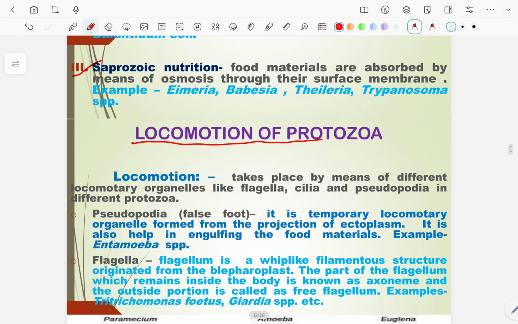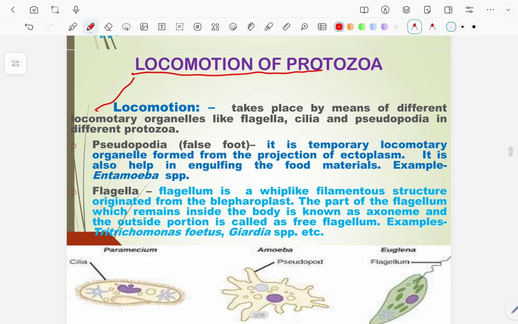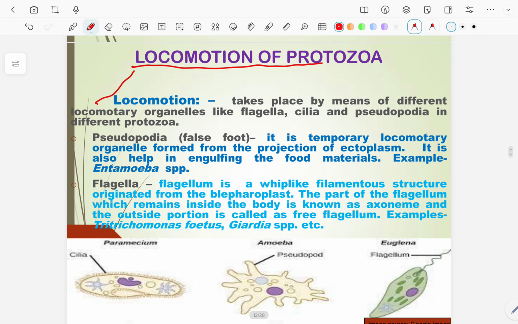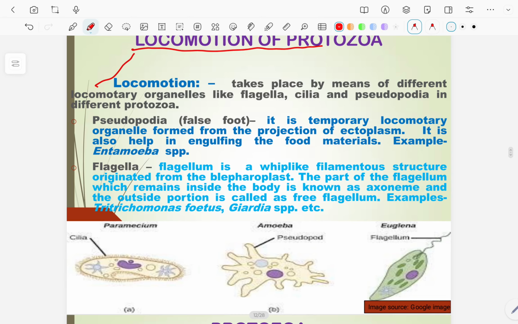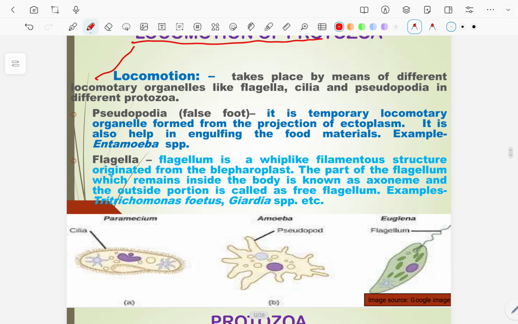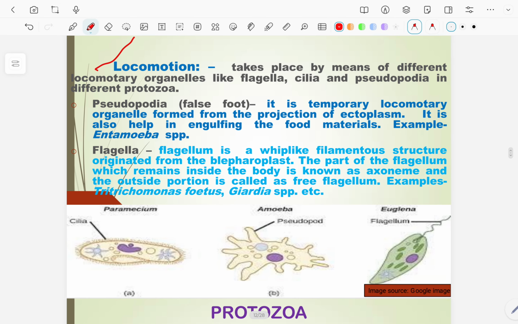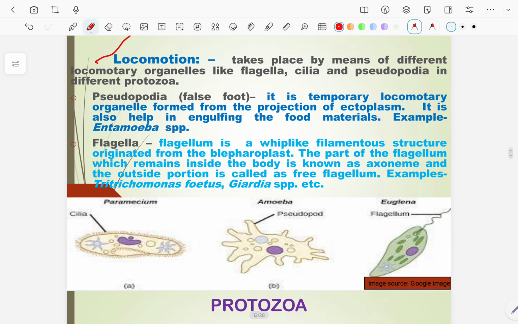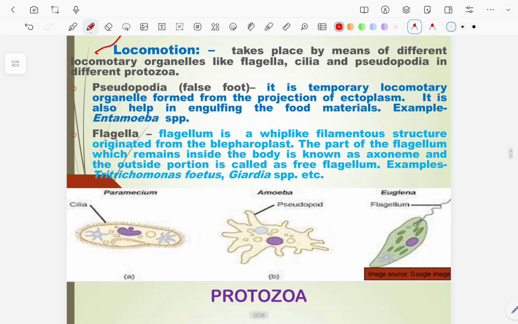Locomotion of protozoa. Locomotion takes place by means of different locomotory organelles like flagella, cilia, and pseudopodia in different protozoa. Pseudopodia, or false foot, is a temporary locomotory organelle formed from the projection of ectoplasm. It also helps in engulfing the food material. Example: Entamoeba species.